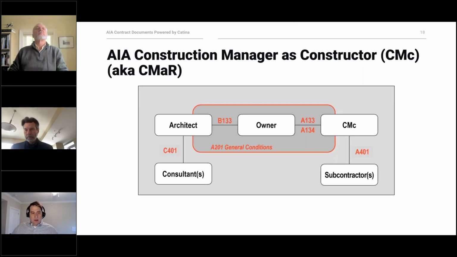CMC. I think CMC inherently has the most potential for collaboration. I think I've probably been hinting at it all along, partially or mostly because the owner hires the architect and the party that is ultimately going to build the project early on in the process.